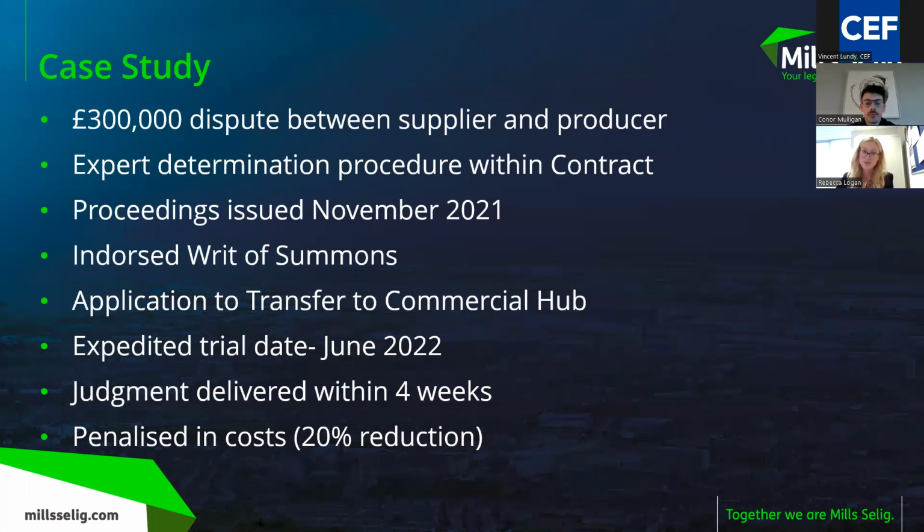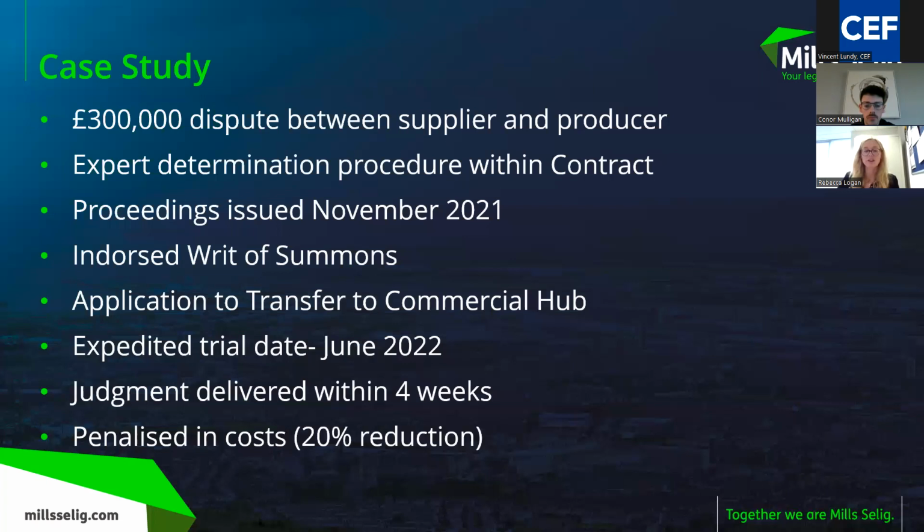We issued proceedings in November and issued what is referred to as an endorsed writ of summons, which is basically where you throw everything in at once. So you're basically combining your claim form and your particulars of claim. In this jurisdiction, it's called a writ of summons and your statement of claim, and that basically starts the clock ticking right away. So 6 weeks for a defence.